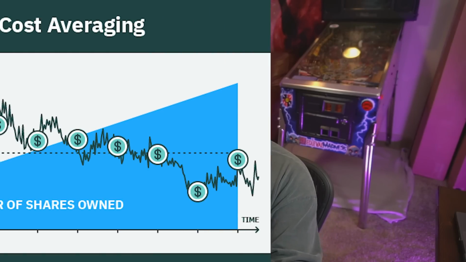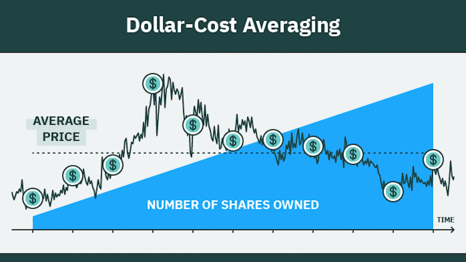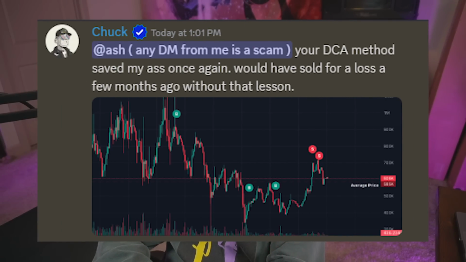If you're not familiar with what DCA is, it is called dollar cost averaging. And this is something that I have used personally, and I'm about to show you how I've used it. And I've taught a lot of people in my own Discord how to use it as well. And as you can see right here, one of our members did say, "Your DCA method saved my ass once again, would have sold for a loss a few months ago without that lesson." So I'm going to show you a couple situations and give a couple different examples of when to use this method.